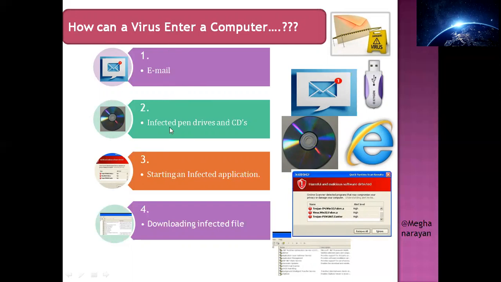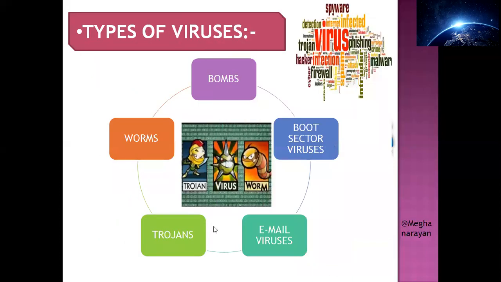So in this slide, we have learned about four different types of virus entering medium. First one is email. Second is infected CDs, pen drives, removable media. Third is starting an infected application. And fourth one is downloading an infected file.